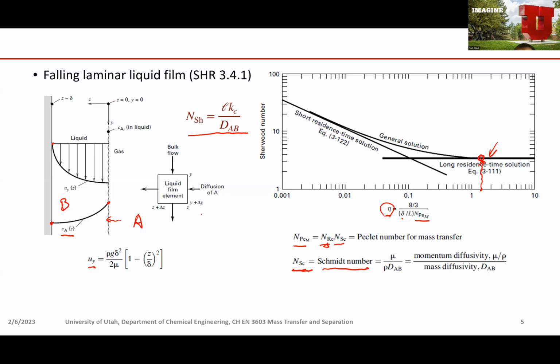With the Sherwood number, you can compute Kc, which equals the Sherwood number multiplied by DAB divided by L. Now you have the mass transfer coefficient. Then you can plug the mass transfer coefficient into your equation and compute your mass transfer flux due to molecular diffusion. Okay, that's for a falling laminar liquid film.